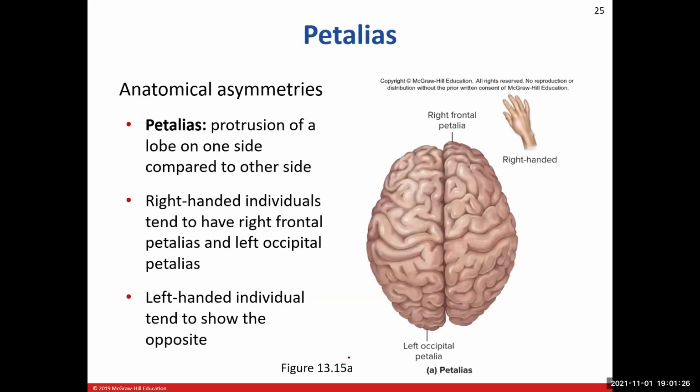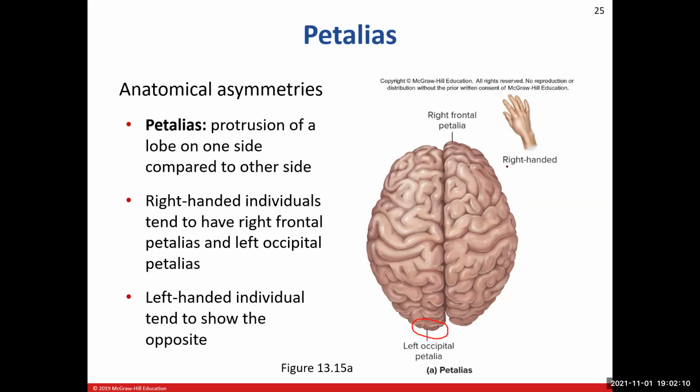All right, an interesting fact about a petalia: a petalia is just a protrusion of one of the lobes, further anteriorly or posteriorly, depending on which lobe we're talking about, compared to the other side. This picture is showing us that a right-handed person has a right frontal petalia, in which the right frontal lobe projects just a little bit more anteriorly compared to the left. And normally you'll have this phenomenon where a right-handed person is going to display a right frontal petalia and a left occipital petalia.